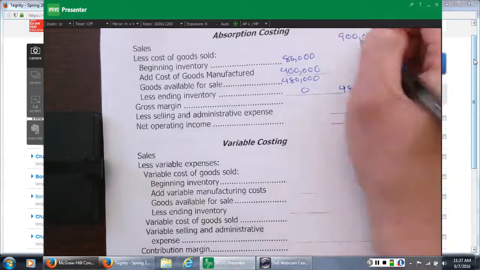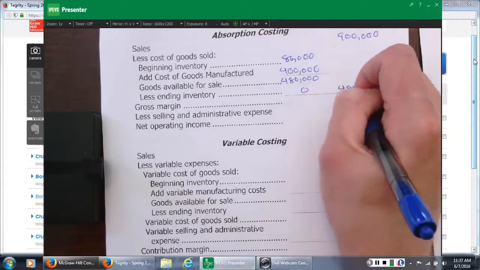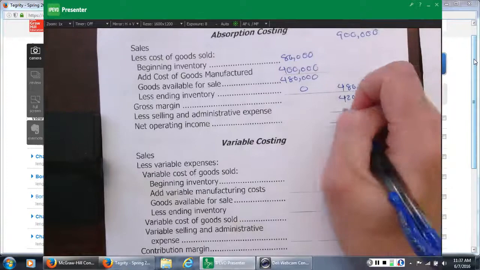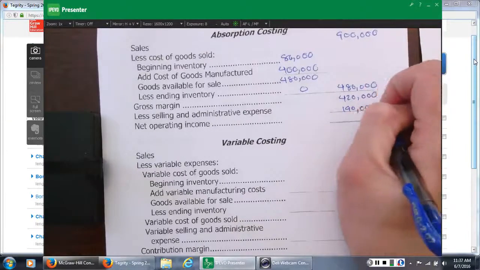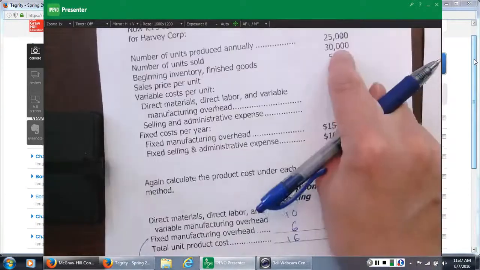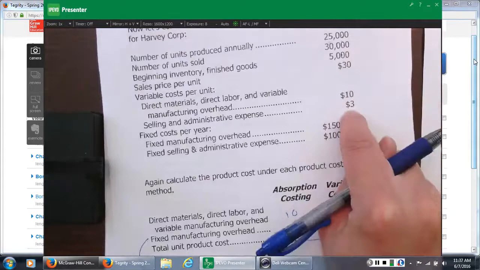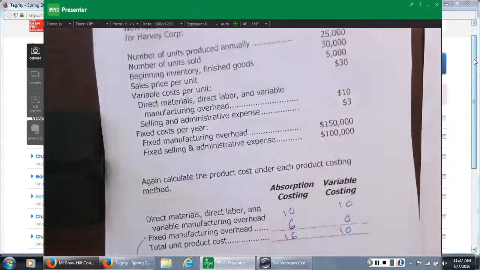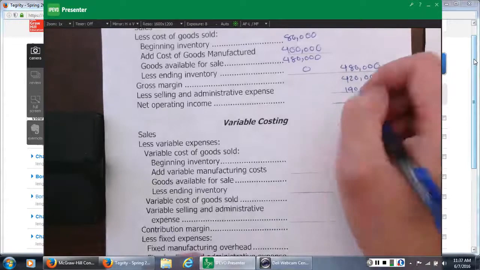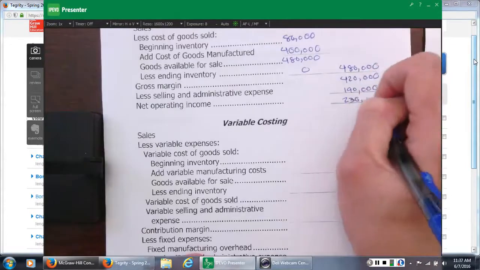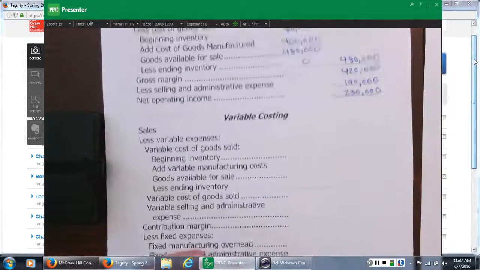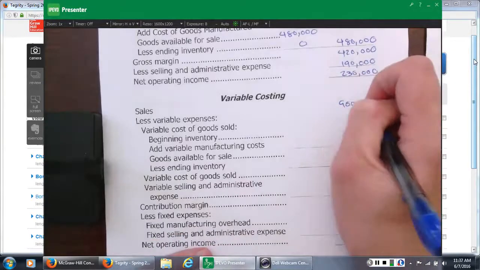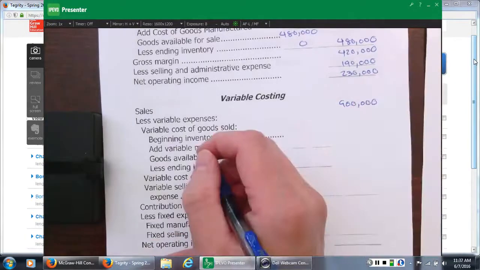Okay, we subtract these two, gives us our gross profit of 420. And then of course we take out our selling and admin expenses, and that's going to be 190. And the way I got that is by taking the 30,000 units sold times the $3 per unit, which gives me 90,000, and then adding in my fixed selling and admin of 100 gives me 190. Subtract the 2, I get 230. Okay. We come over here and we look at our sales. It's 900,000 again, and then we have our variable cost of goods sold.